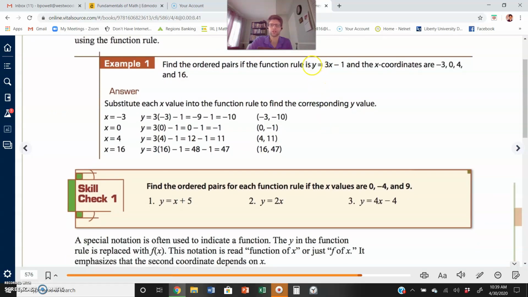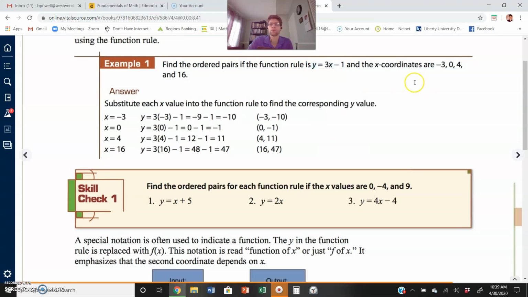Let me show you another example of what we do. Let's say that we are given the function rule of y equals 3x minus 1. We are told that the x coordinates are negative 3, 0, 4, and 16. Now we're supposed to find the ordered pairs. So we already know the x values right here. So since I'm told ordered pairs, I go ahead and make my parentheses because ordered pairs are just parentheses. Now, how many do I make? It depends on how many x values I have. So I know my first x is going to be negative 3, my second x is going to be 0, my next x is 4, and my last one is 16.